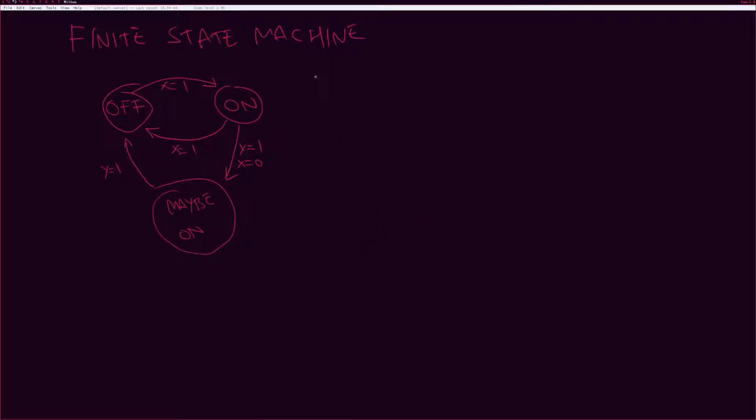So what have we got? We've got x, y, state. So these are called inputs. They're inputs into the machine to make it determine which state it should be at. And next.